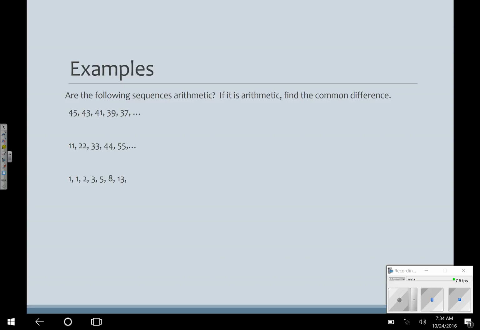Take a minute and see if you can determine if these are arithmetic or not, and if they are, figure out what the common difference is. Go ahead, I'll wait. Okay, the first one, we're subtracting 2 each time, or adding a negative 2. So that is arithmetic, and our common difference is negative 2. And the next one, we're adding 11 each time. So yes, this is arithmetic as well, and our common difference is 11.